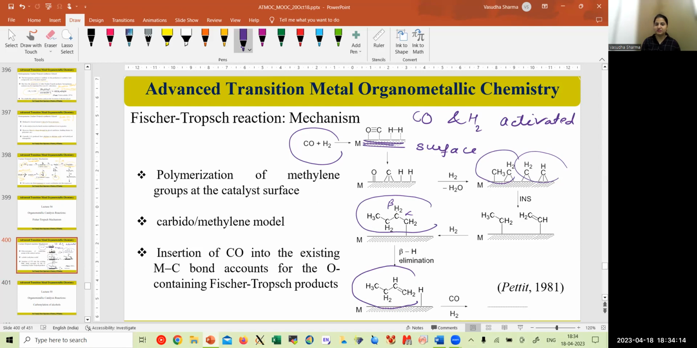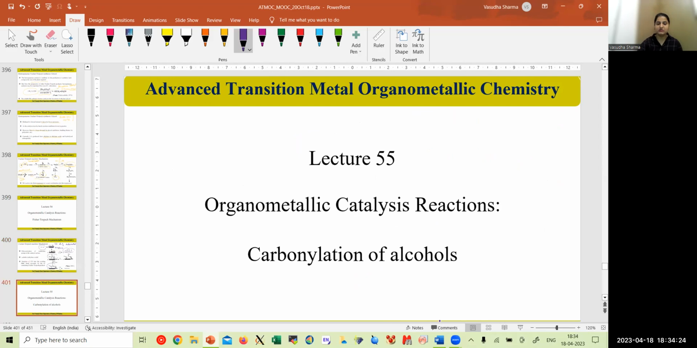Where we started with this carbon monoxide, we ended up having the chain of 4, and ultimately this process will continue because we have the carbon monoxide and H2. So this is how the polymerization occurs. And the last lecture is about the carbonylation of the alcohols.